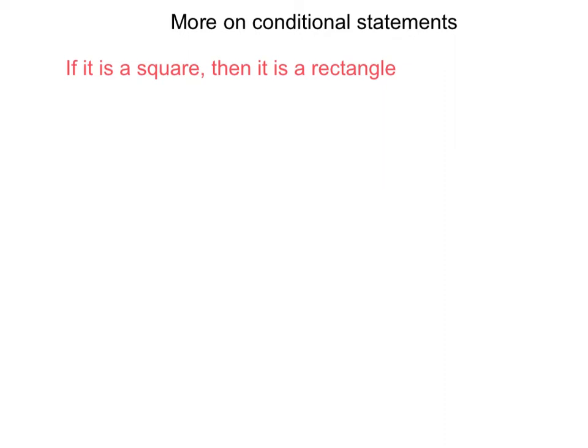Okay, so now we're going to do a little bit more with conditional statements. Here's our example: if it is a square, then it's a rectangle. This, as a reminder, is the hypothesis. And then "then it's a rectangle," this part is the conclusion. Just as a note of emphasis, "if" and "then" are not part of the hypothesis, not part of the conclusion.